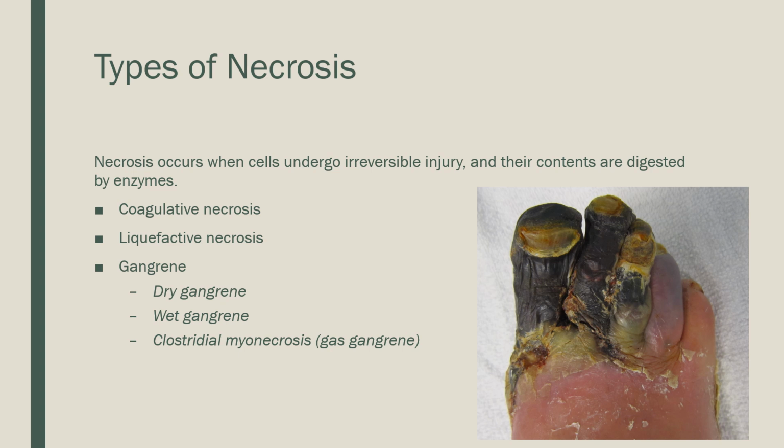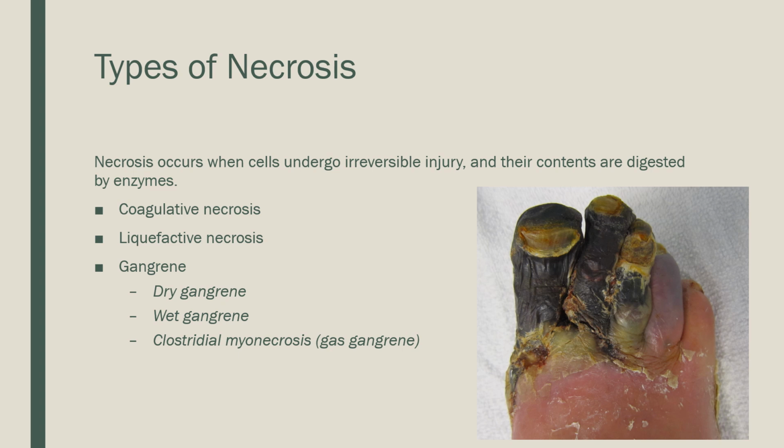Necrosis occurs when cells undergo irreversible injury and their contents are digested by enzymes. Different types of necrosis are categorized based on the tissue appearance and the mechanisms of cell death. Coagulative necrosis typically occurs in ischemic tissue where there's a lack of blood flow. It is characterized by cell death with preservation of tissue architecture, often seen in the heart and kidneys.